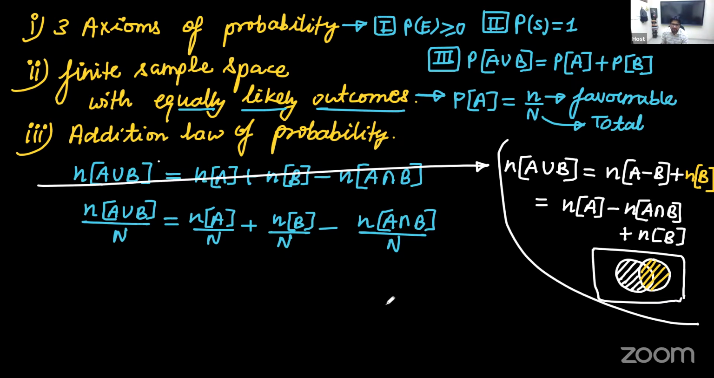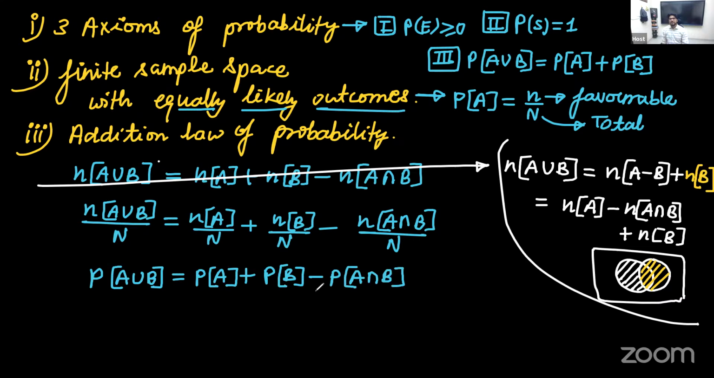So now I divide by capital N. You tell me, what is this term representing? This term is representing probability of A union B. And this term is representing probability of A. And this term is representing probability of B. And this term is representing probability of A intersection B.